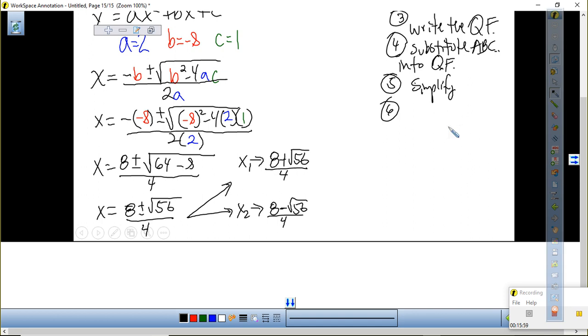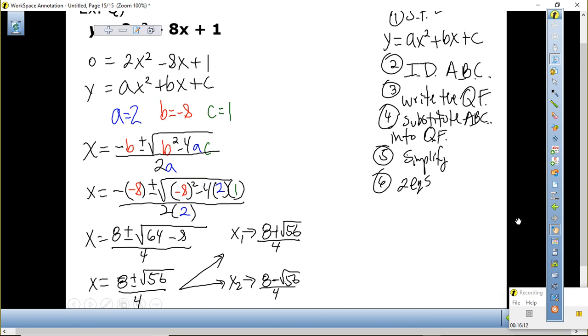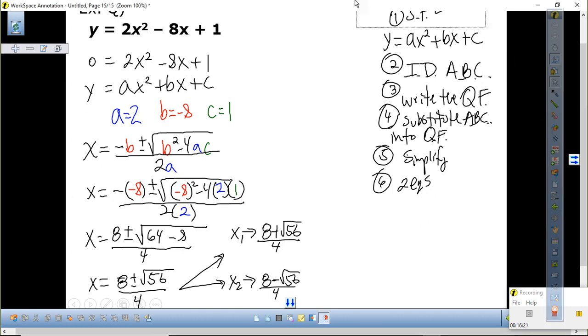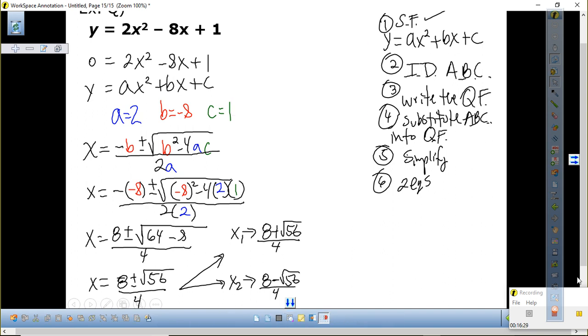Tell your neighbor, step 6. That is correct. 2 EQs. And then we'll finish off the next step after you copy this. Copy that, please. I know, right? It's cool. Be nice. Copy that.